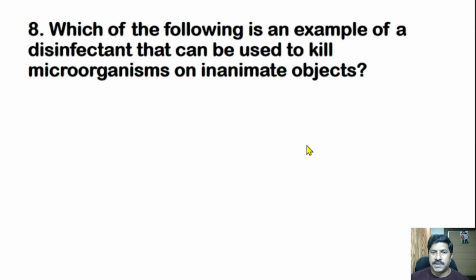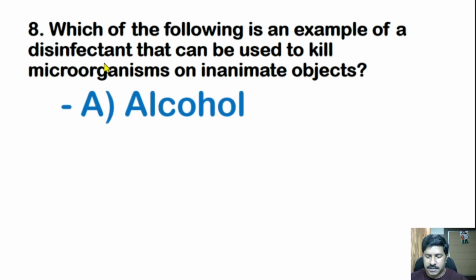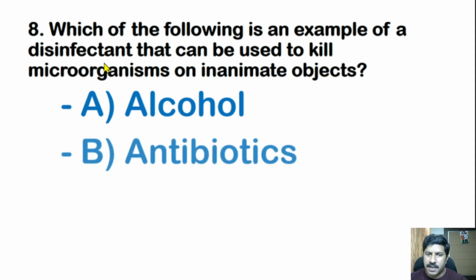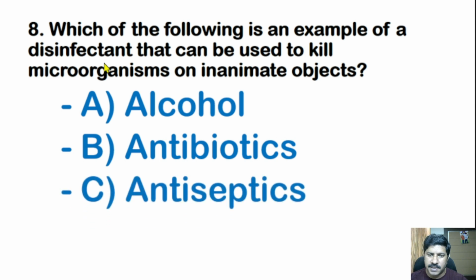Then the eighth question: which of the following is an example of a disinfectant that can be used to kill microorganisms on inanimate objects? So here the keyword is disinfectant. This question is a little bit confusing, and after seeing the options you will be confused. Option A, alcohol. Option B, antibiotics. Option C, antiseptics. Option D, soap.